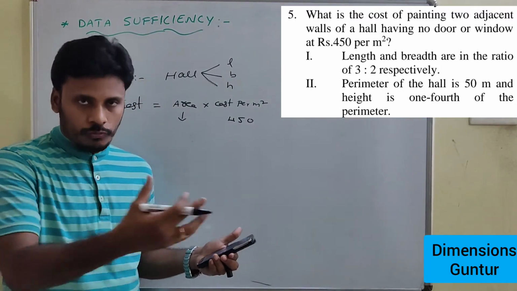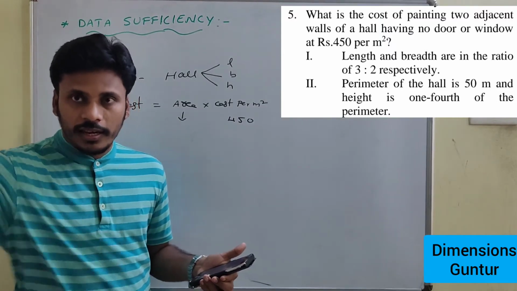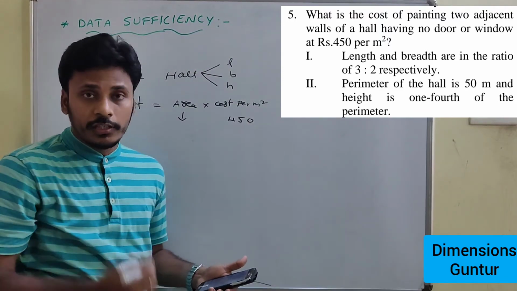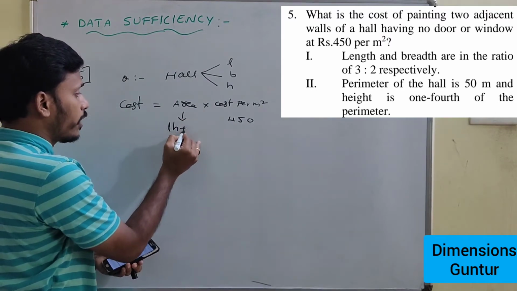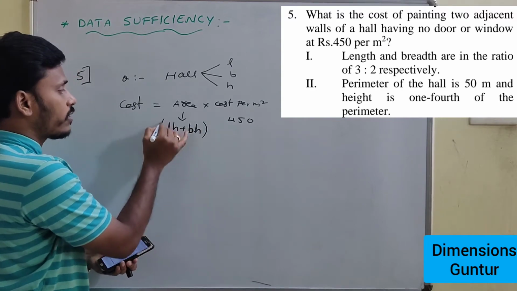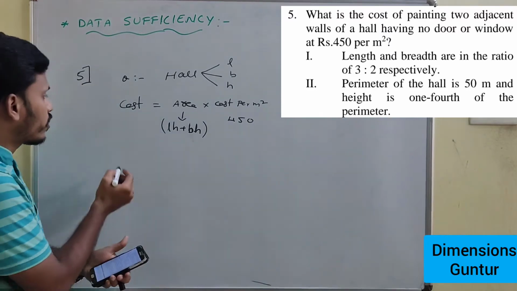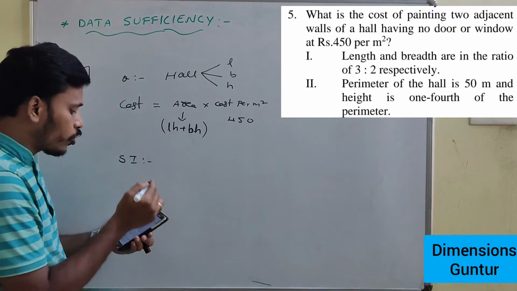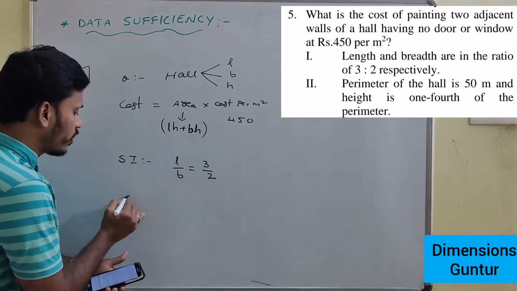Just think about this room, or any room where you are present. If you consider this is length, this is breadth and this is height, then this wall area is BH, whereas this wall area is LH. So the area is LH plus BH, the sum of the areas of the adjacent walls. That's enough. At the end I need this LH plus BH. Now think about statement 1. Statement 1 says the length and breadth are in the ratio 3:2. So L by B is equal to 3/2.